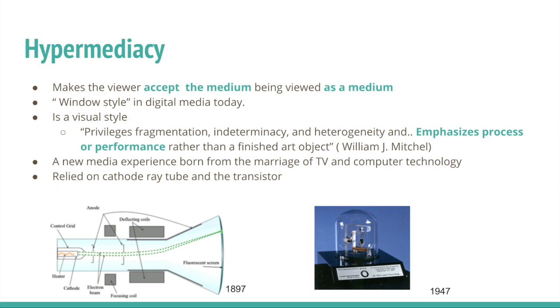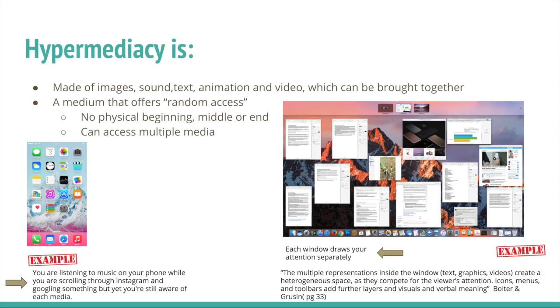Which brings us to hypermediacy being a visual style. As William J. Mitchell says, it emphasizes process or performance rather than a finished art object. Hypermediacy is a new media experience born from the marriage of TV and computer technology. It relied on the cathode ray tube, which produces a luminous image on the fluorescent screen used on TVs and computers. It also relied on the transistor, which consisted of amplification and switching. Hypermediacy is made of images, sounds, text, animation, and video, which can be brought together.